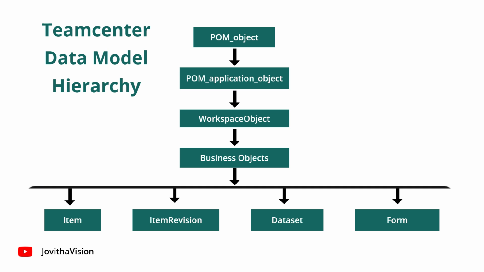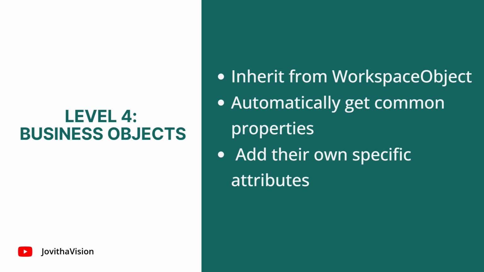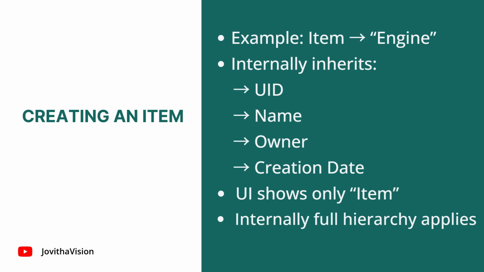Now we reach the real working objects. Item revision, dataset, and form. These are business objects. They inherit from workspace object, which means they automatically get UID, object name, owner, and creation date without redefining them. Let's say we create an item called engine.